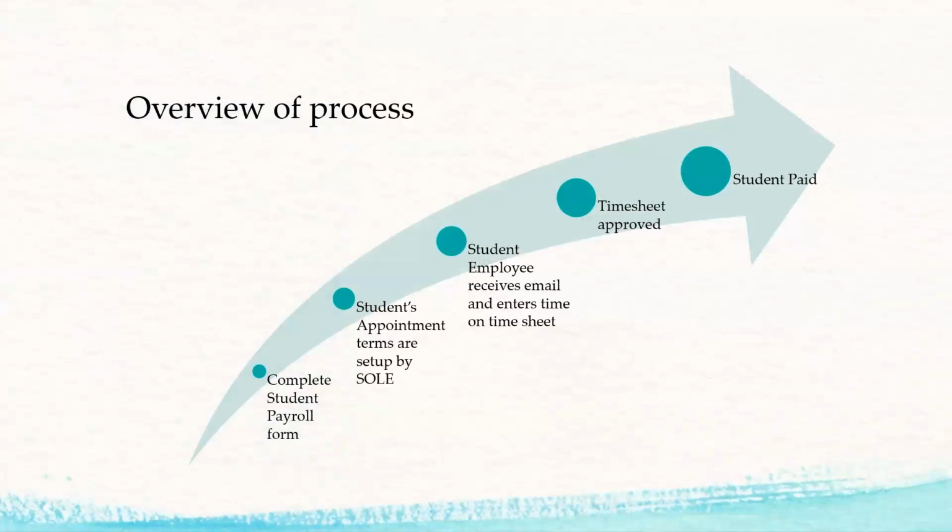And this is just a visual of everything I just explained. So students complete the payroll form, or you complete a payroll form for the student. We set up the appointment, the email comes, the timesheet is approved. Now, as a student group, you only get the notification when we approve the appointment. So once we approve it, you'll get the notification. After that, everything goes directly to the student. So if there's a disconnect, if a student has not been paid, they can contact me directly, or you can contact me on their behalf if they say they haven't gotten paid.